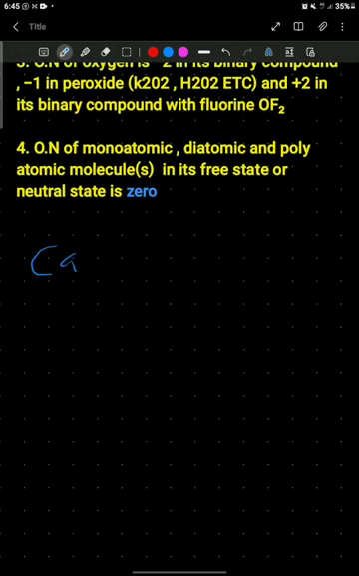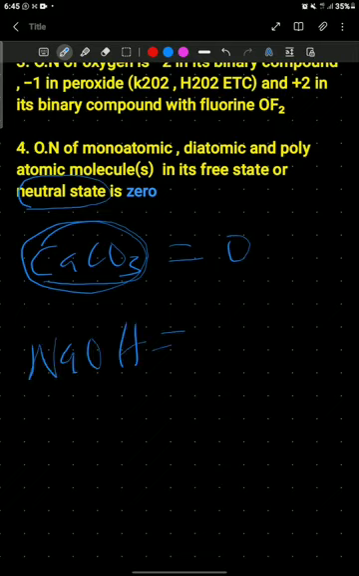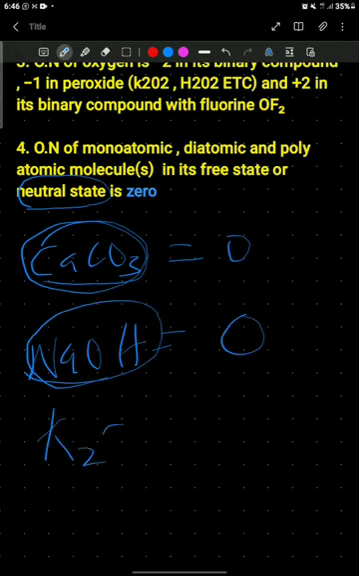Now this applies to molecules as well. Let's say I have calcium trioxocarbonate 4. If they ask me the oxidation number of this compound, it is equal to 0, because it is in its neutral state. Oxidation number of sodium hydroxide: look at it, I didn't say the oxidation number of sodium, but of sodium hydroxide, it is equal to 0.